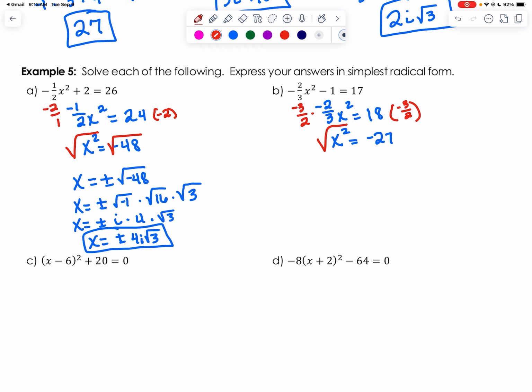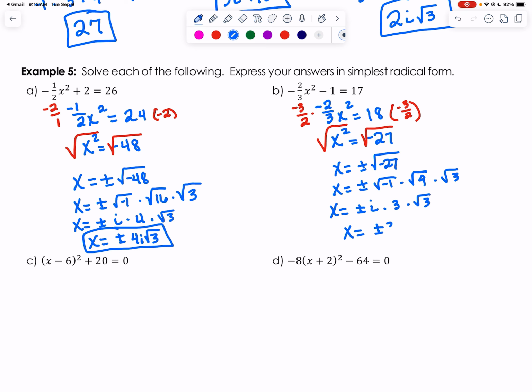Take the square root. So x would equal plus or minus the square root of negative 27. And I can simplify that. Rewrite this as square root negative 1, square root 9, square root 3. So this would be plus or minus i times 3 times square root 3. So x equals plus or minus 3i square root 3.